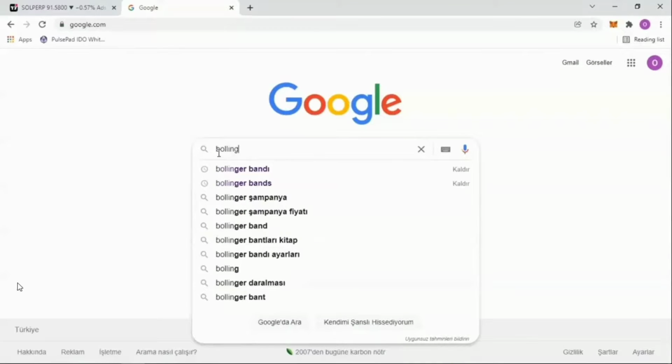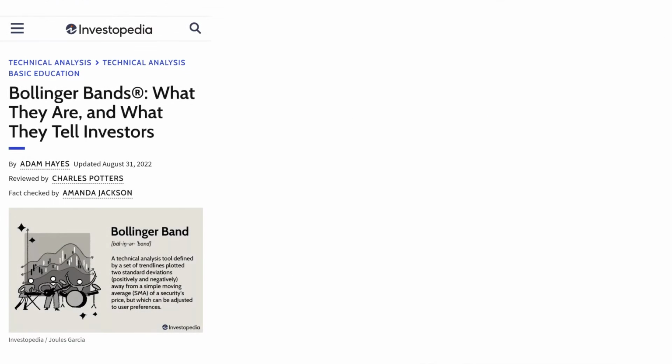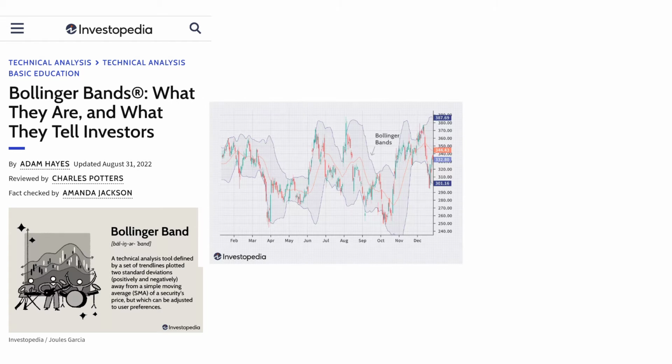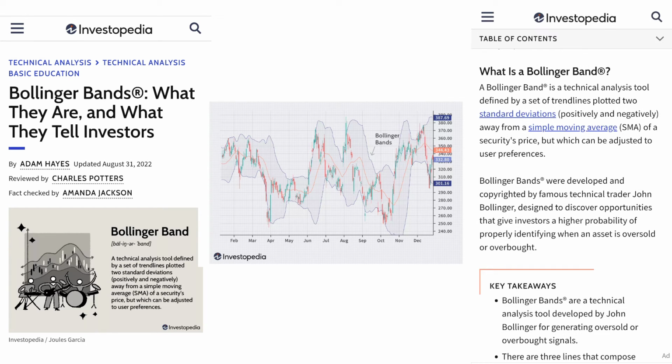Let's start with Bollinger Bands. Let's type Bollinger Band to Google search. When you do that, you will see hundreds of explanations for Bollinger Band. And almost every one of them will tell you something like this. Bollinger Bands, created by John Bollinger in 1980. It contains two lines placed at the top and bottom of the moving averages and show the volatility level of the price. You will see these kind of explanations everywhere.